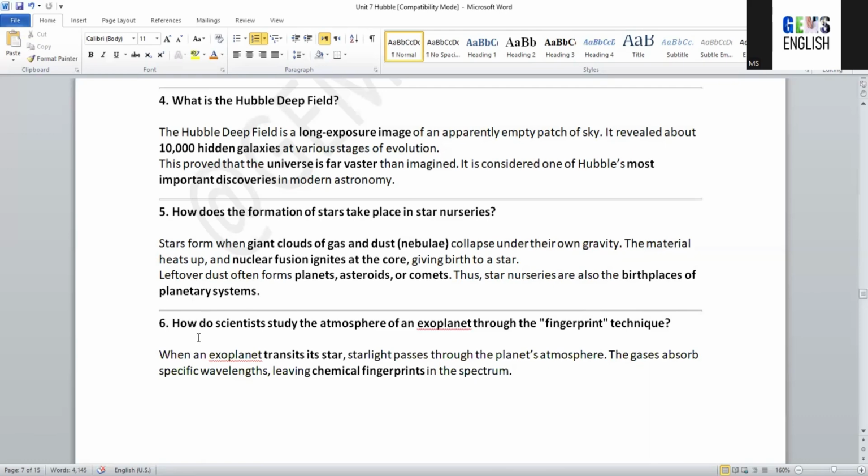6. How do scientists study the atmosphere of an exoplanet through the fingerprint technique?